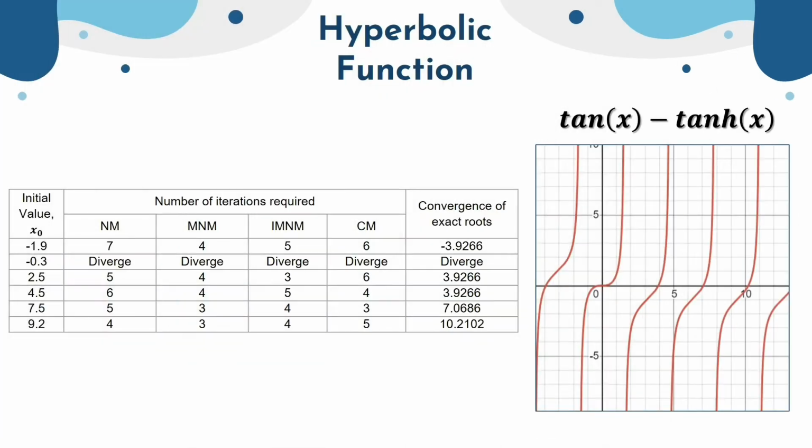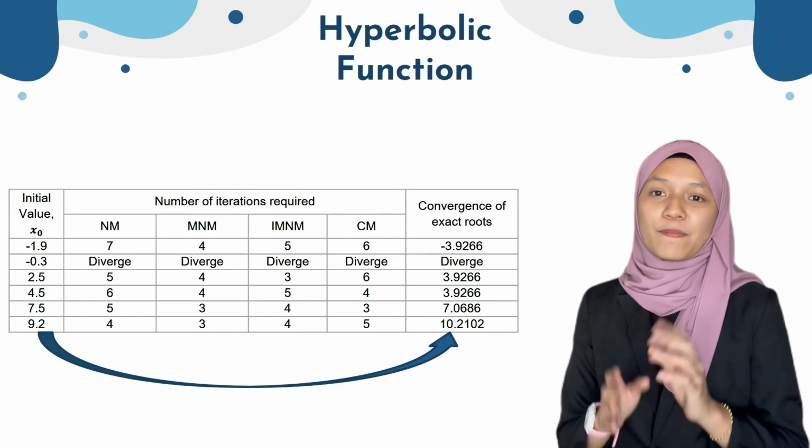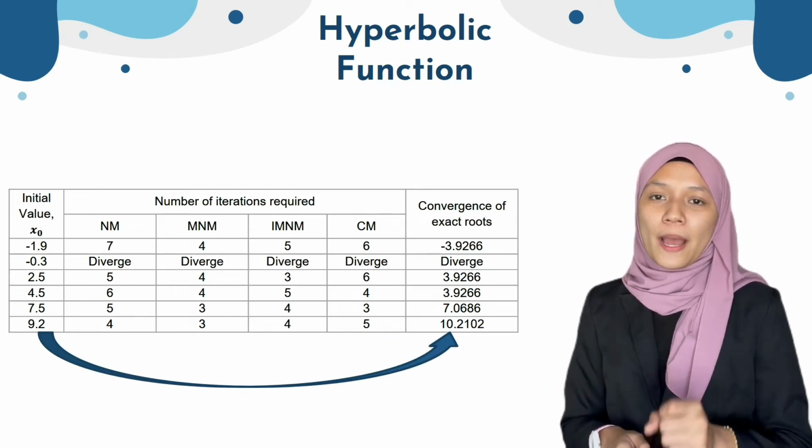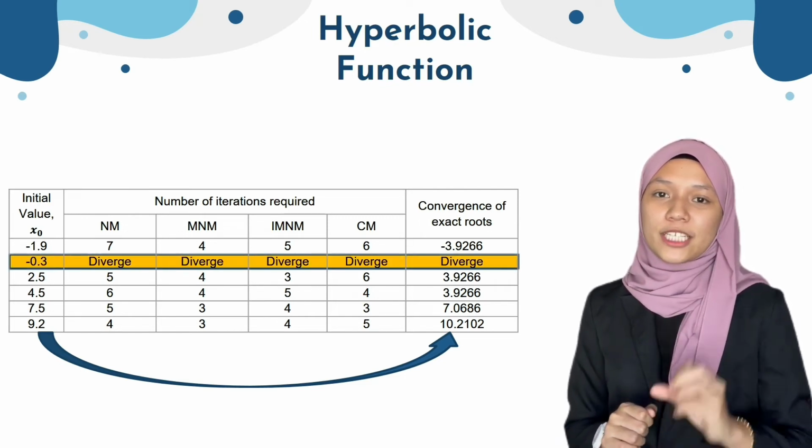Analysis of the hyperbolic function. The initial values are tested in the equation as shown. For the exact root, we can see that the bigger root of 10.2 results from using the bigger initial value of 9.2. Based on the 6 tested initial values, only one initial value diverges, which is 0.3.